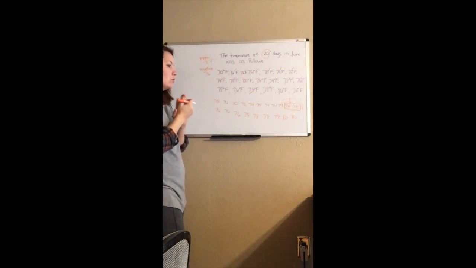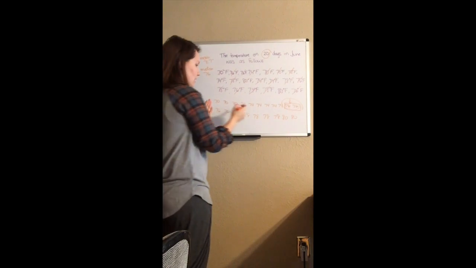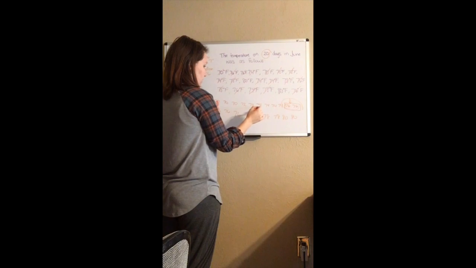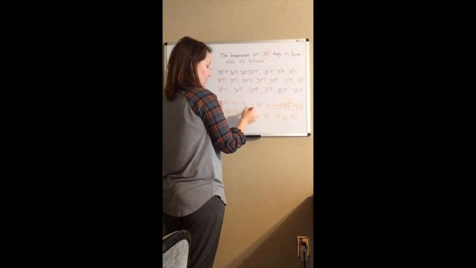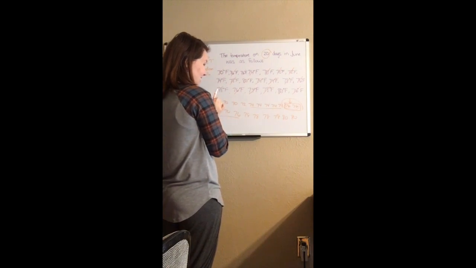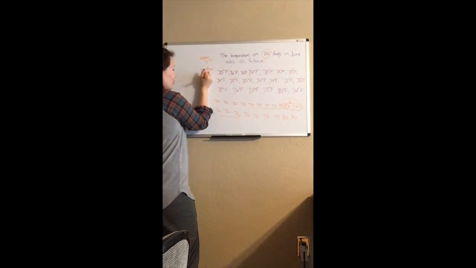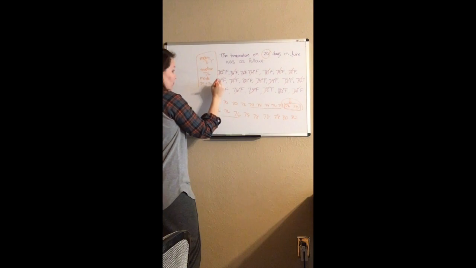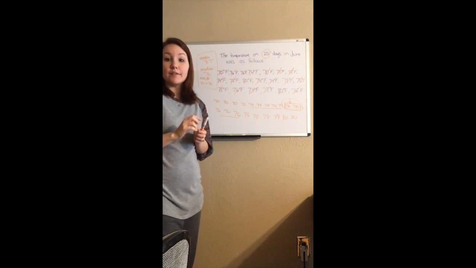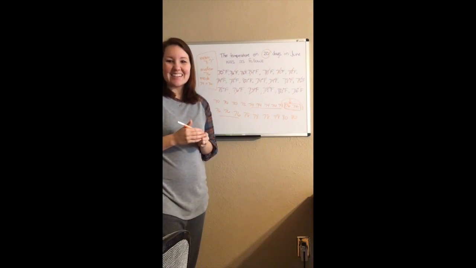And then our mode, so the number that's most repeated, and we can kind of see that here, we have 1, 2, 3, 4, five 74s, 1, 2, 3, 4, 5 76s. So actually we have two modes on this one. We have 74 and 76. They are both going to be our modes because they both have the same number of values. All right, and so that's it on our tables lesson.